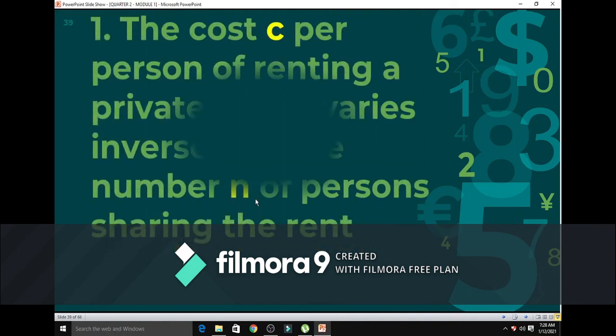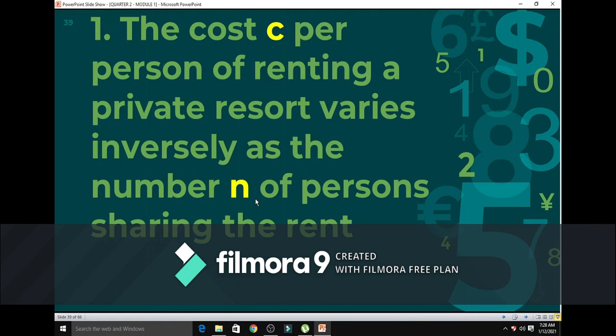So, the first example, the cost C per person of renting a private resort varies inversely as the number of persons sharing the rent. So, again, highlighted na po yung two variables, which is C, which is the cost per person of renting a private resort, and N, which is the number of persons sharing the rent. So, sabi nga, yung unang variable na binanggit, nasa left side ng equation, yung pangalawang variable, nasa right side, pero nasa ilalim ng k, or nasa denominator ng k. So, magiging equation natin is C is equal to k over n, or para naman mahanap natin yung equation for k, so k is equal to the product of c and n.